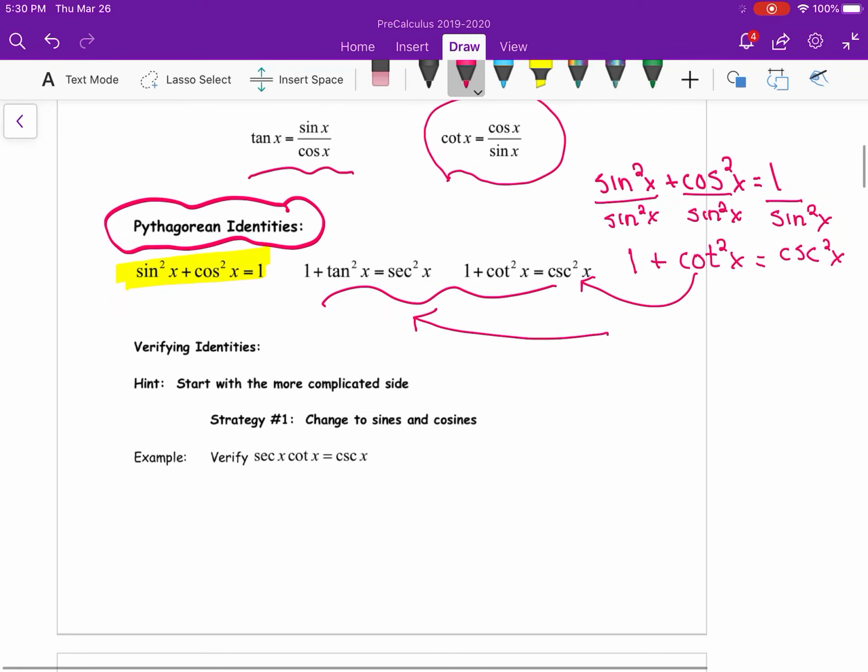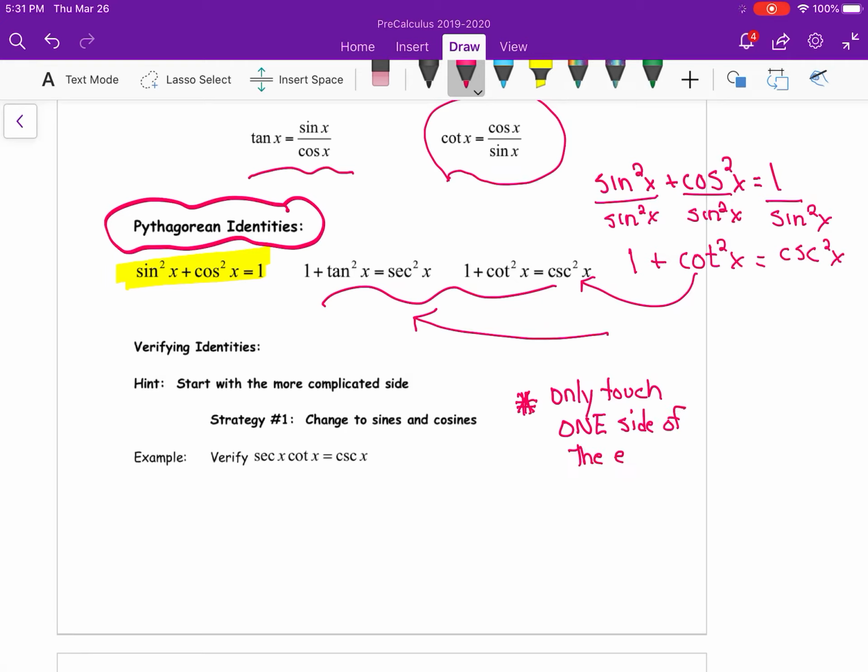So what we're going to do is look at verifying identities. And when we do that, it is important, that's supposed to be a star, to only touch one side of the equation. So these are very much like puzzles.